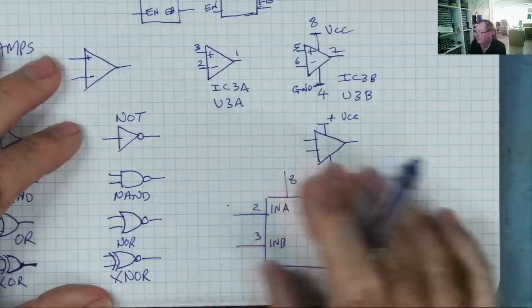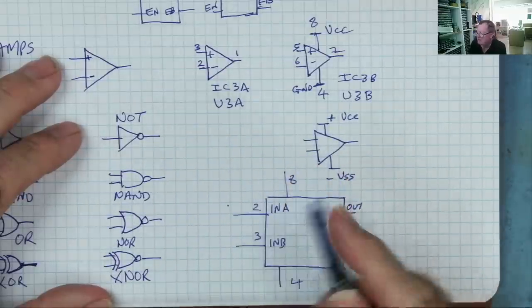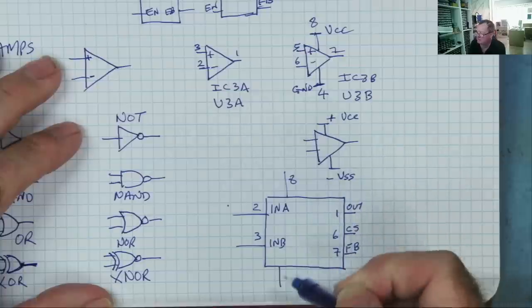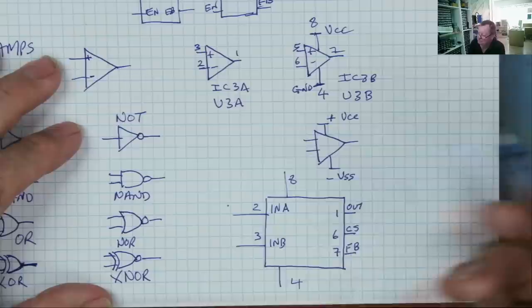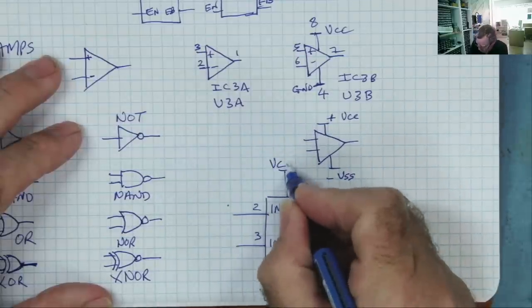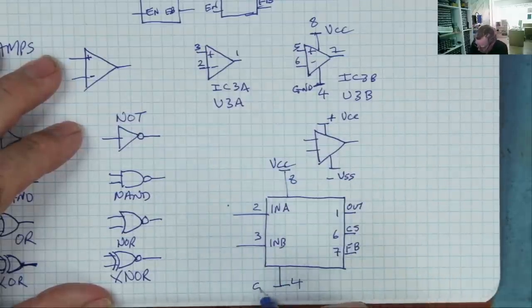Yeah, the numbers, as I say, and the names could be either side, but they won't be mixed up like this. The numbers will either all be on the outside of the box or all on the inside, and the labels the same. Yeah, VCC, why not? Power, ground, okay?